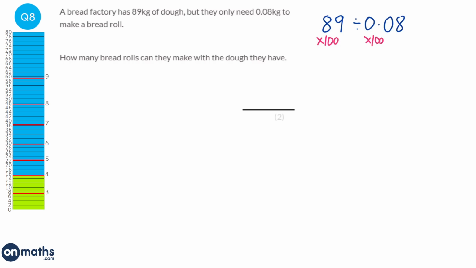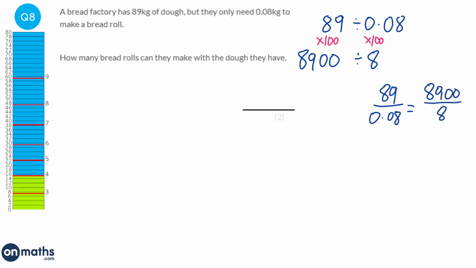Because it will make the division a lot easier, because it will make this right hand side, instead of 0.08, it will just make it 8. The reason we can do that is 89 divided by 0.08 is the same as 89 over 0.08. And as a fraction we can just times top and bottom by 100. So it would be this over 8. So now we can do the bus stop method.